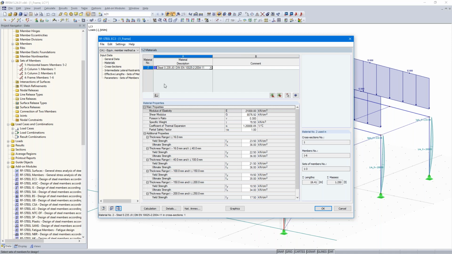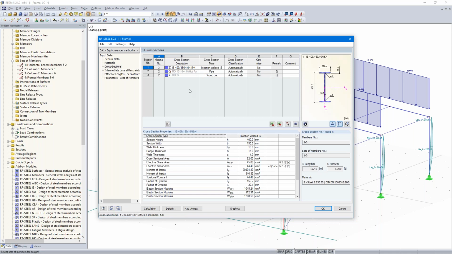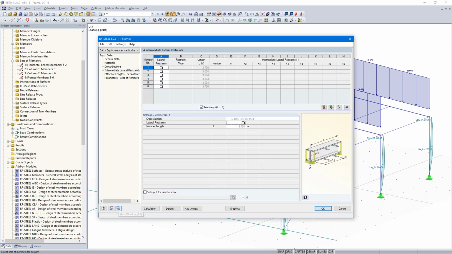Yeah, we use the same material as in RFEM, same cross section. It is a welded cross section. The height is 400 millimeters, the width 150 millimeters. The flange is 50 millimeters and the web 10 millimeters thick. Okay, next dialog, intermediate lateral restraints.